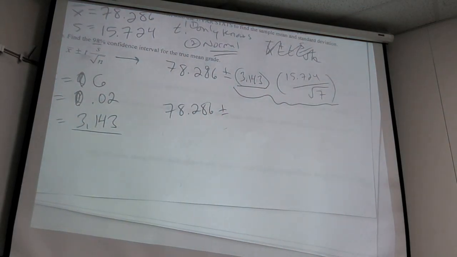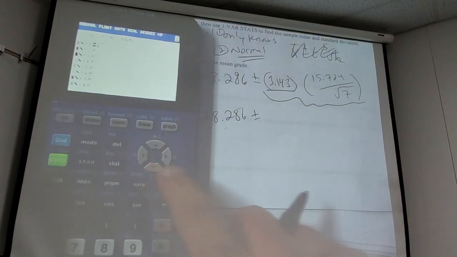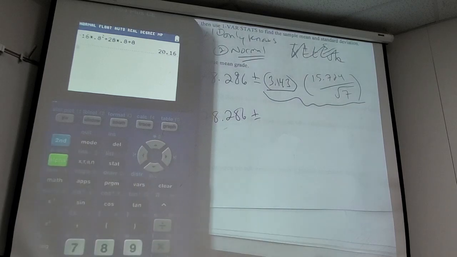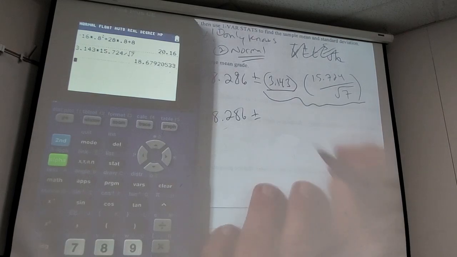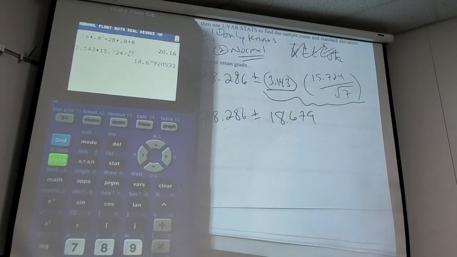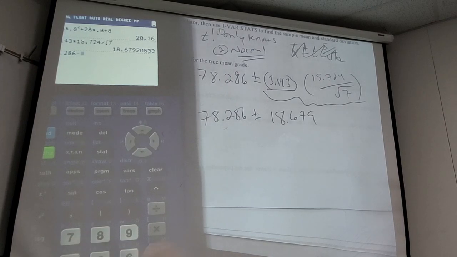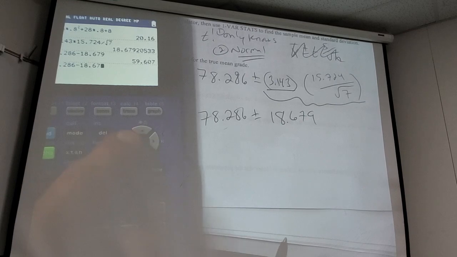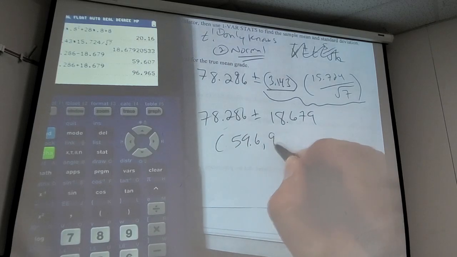Everybody got the error? 18.6. Okay, let me see what I got. The standard deviation divided by the square root of 7: 18.679. So then you have to do 78.286 minus 18.679 and 78.286 plus 18.679. So from 59.6 up to 96.97.